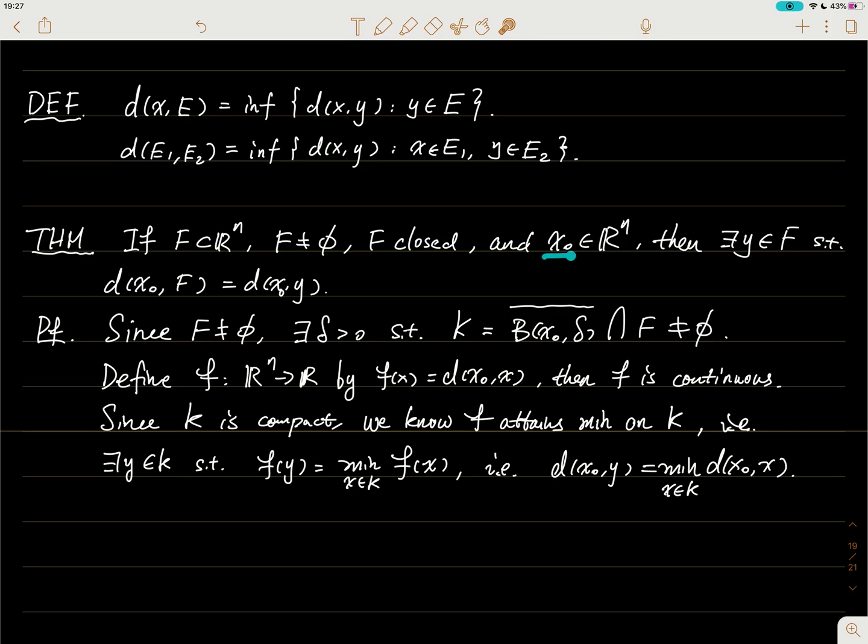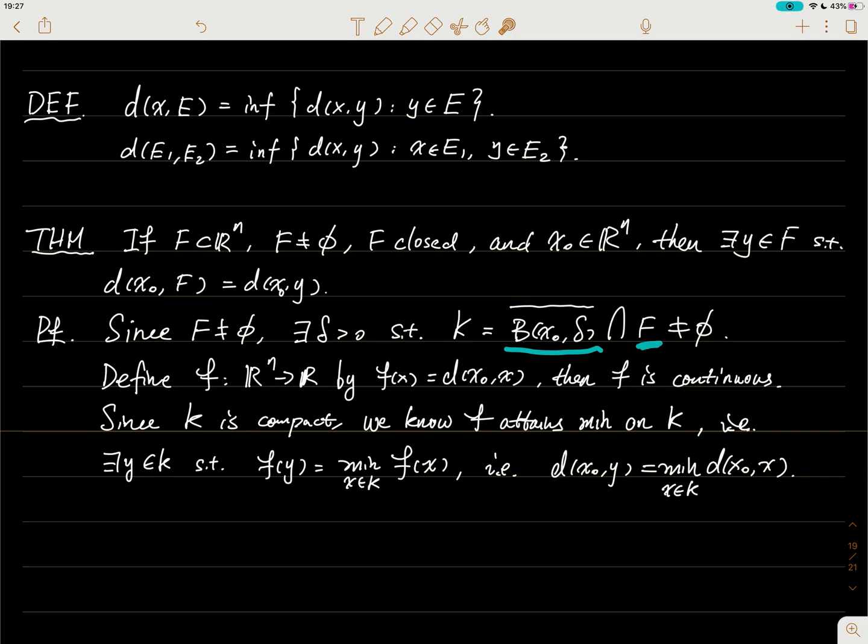Okay, so first of all, if this x0 is inside F, then you just choose your y to be x0, and then the distance will be just 0 here, right? Both sides will be 0. So the interesting part is that x0 is not in F. Since F is non-empty, we know that you can choose a ball centered at x0, and you make this ball sufficiently large, then this ball should overlap with F. So there exists some delta, the radius of the ball, such that this closed ball centered at x0 with radius delta overlaps with F.